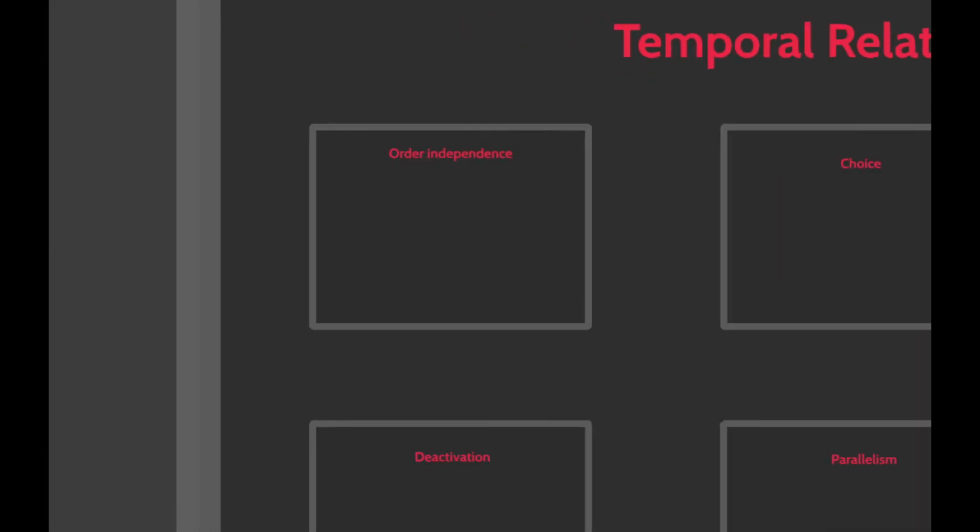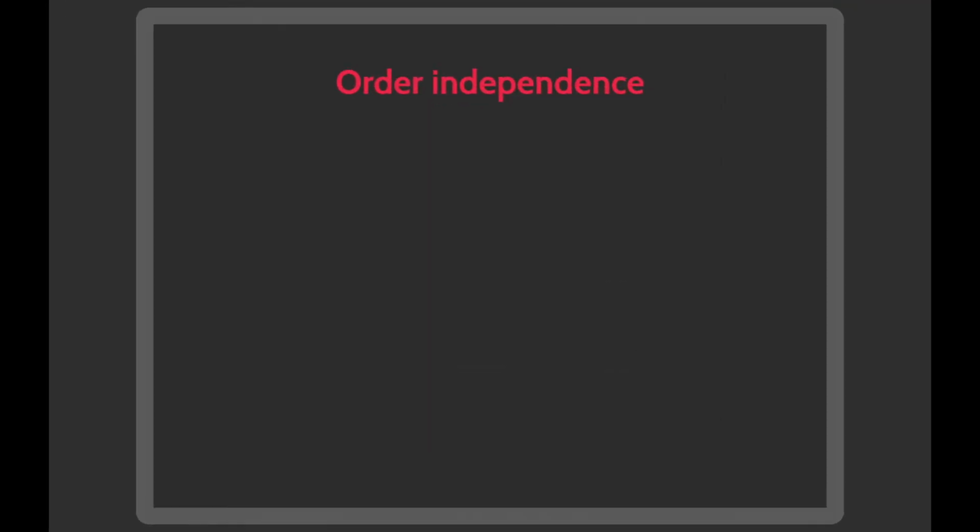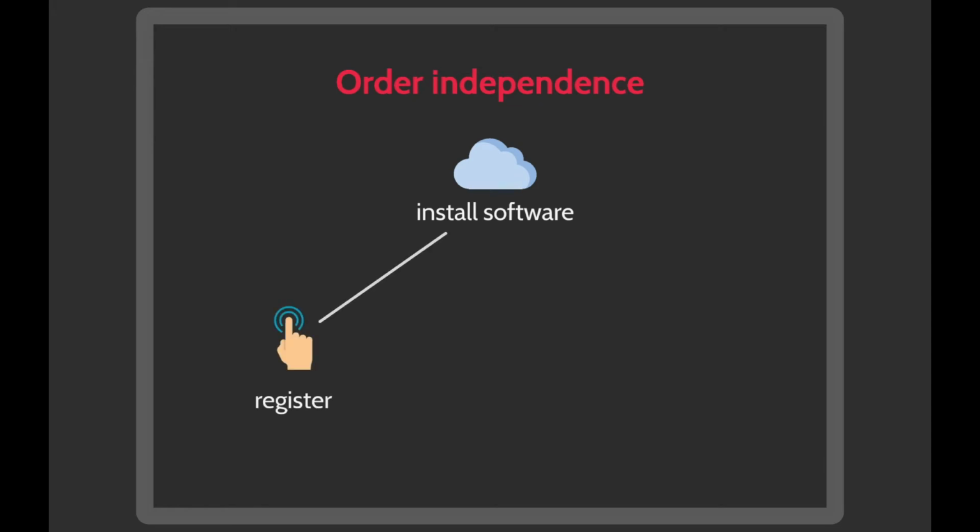The first one is the order independence. Tasks can be performed in any order. Doesn't matter in which order the task is performed. Like you can see in this example, when you want to install new software, we can start by either registering or implementing the installation.